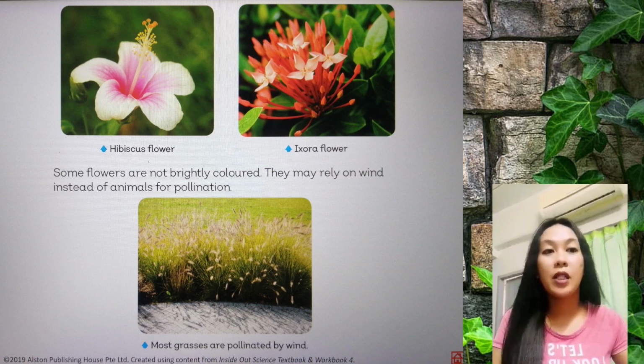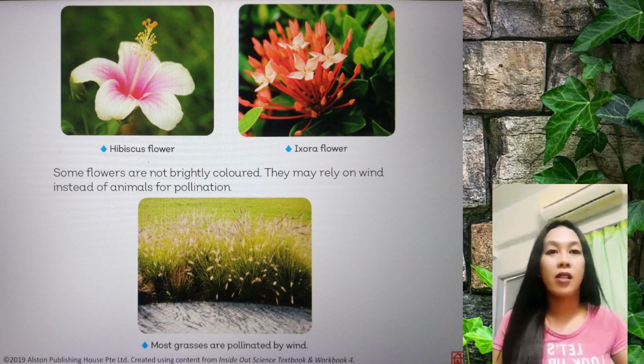Some flowers are not brightly colored and they may rely on wind instead of animals for pollination. For example, the flowers of grasses are not brightly colored just like the other flowers, and they rely on wind for pollination.